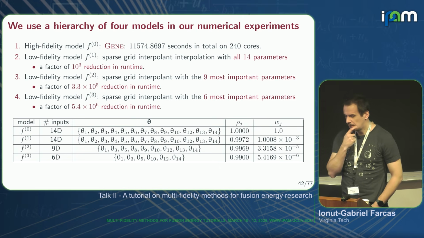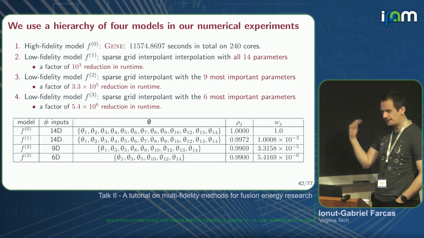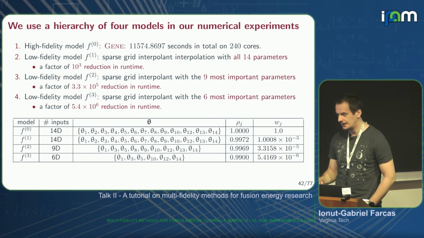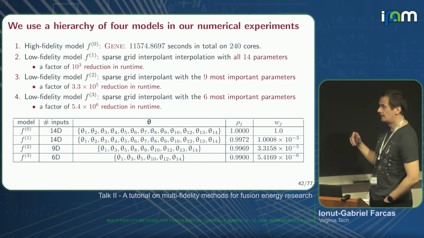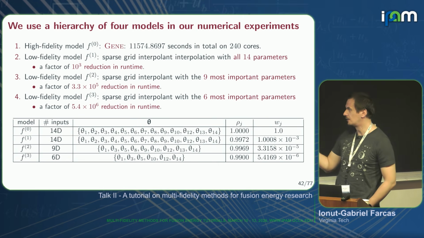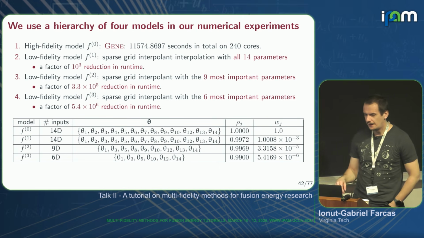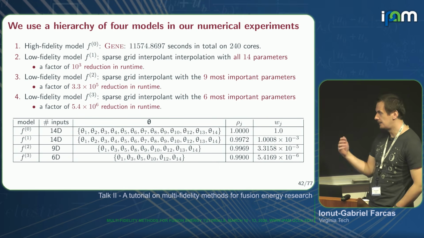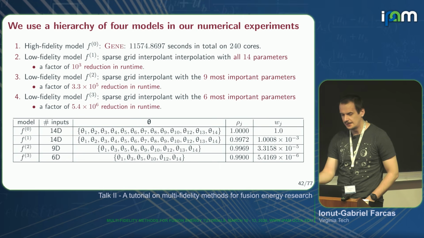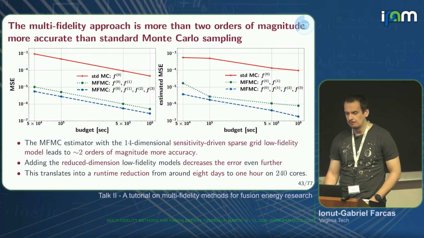And what we exploited here was the fact that even though we have 14 input parameters, the effective dimension of the problem is lower. So we have considered data-driven models that have all 14 parameters, and then we reduce the dimension from 14 to 9 and then down to 6. We see a table here with the correlation coefficients and the speed-ups that we get with our models, and we see that the correlation coefficients stay high, and we also, of course, get speed-ups by using the data-driven low-fidelity models.